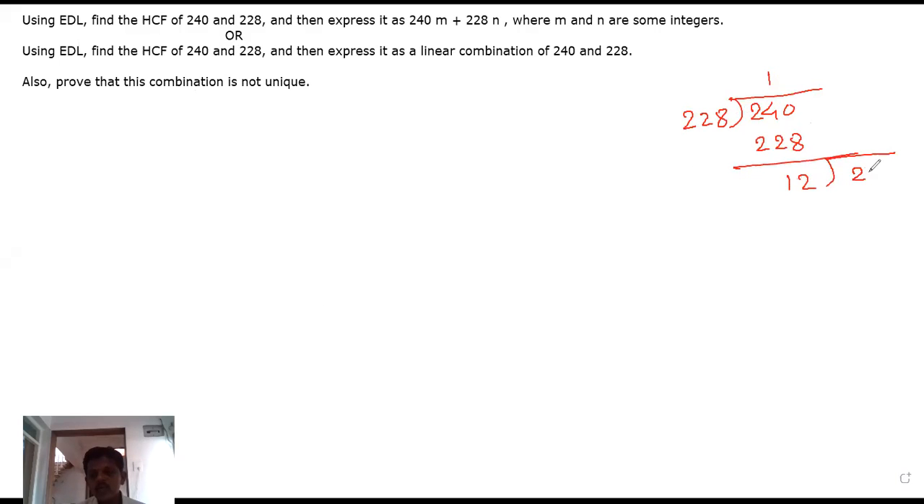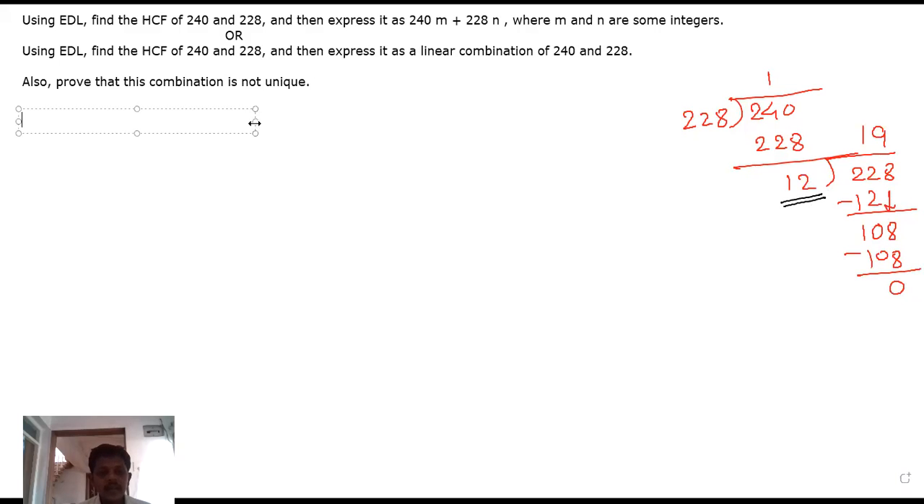So 12 divides 228. 12 ones are 12. Remainder is 10. Carry down 8. 12 nines are 108. Remainder is 0. Remainder is 0, division stops. The divisor 12 becomes the HCF. Now see how. This is the rough work.